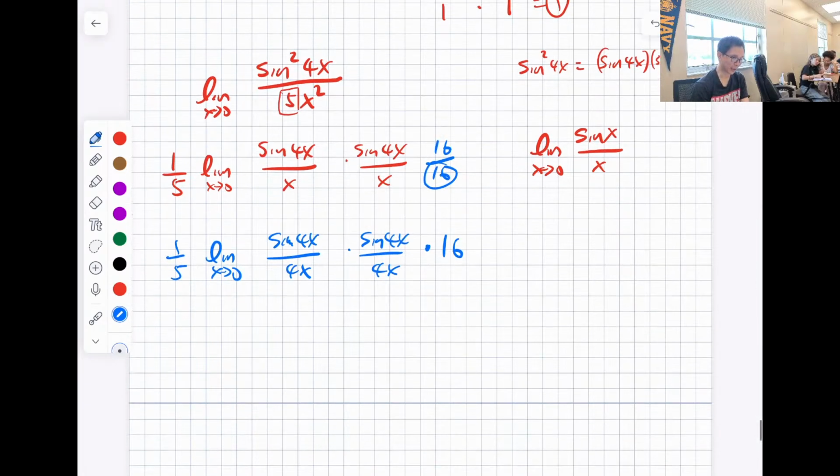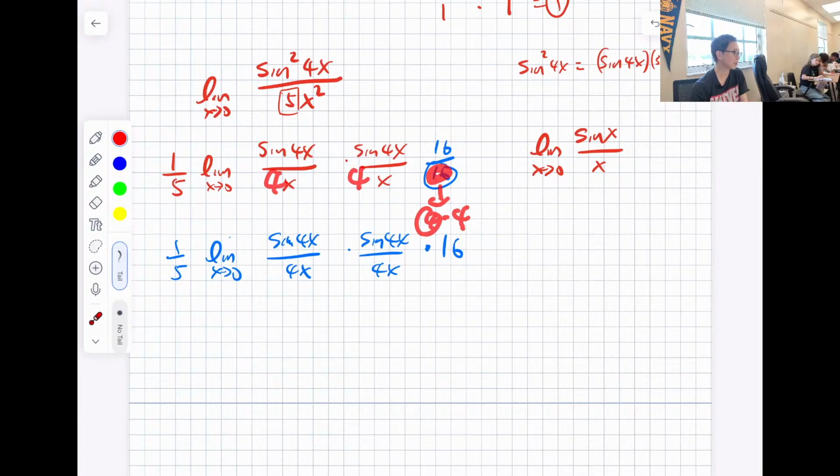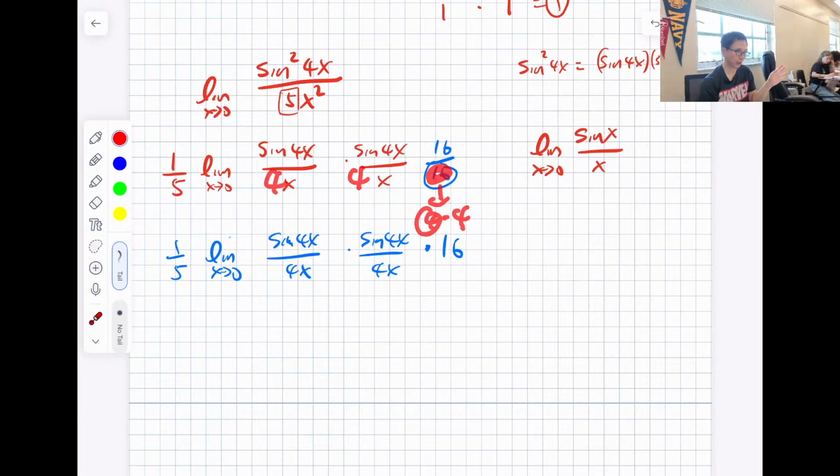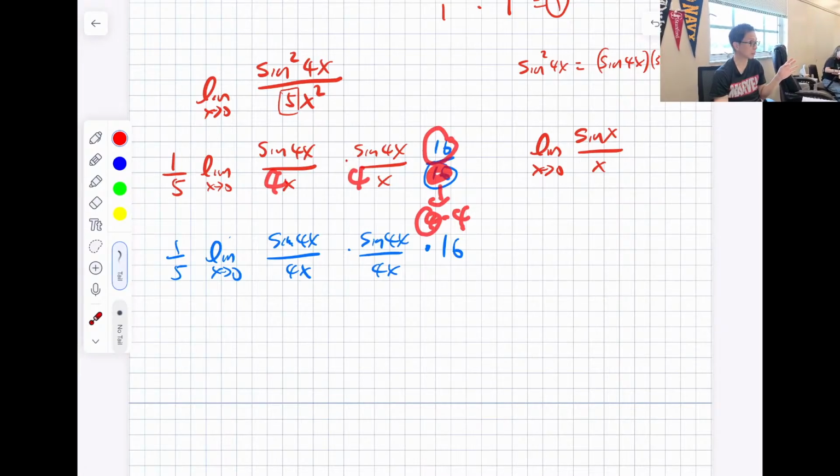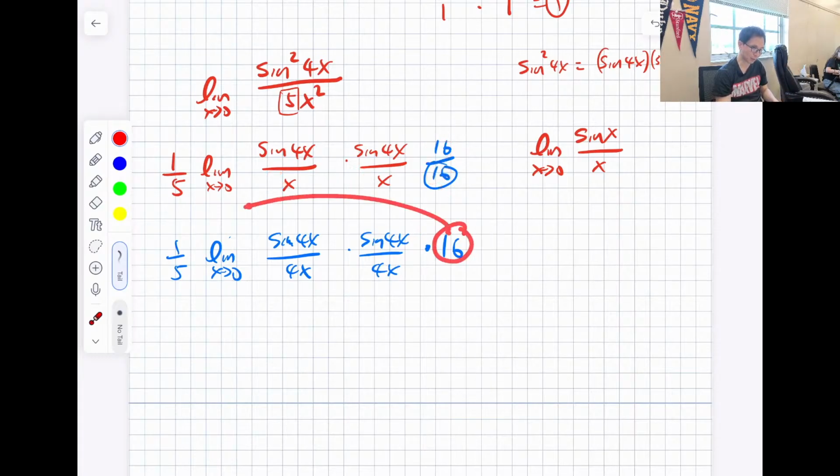And if that's the case, 16 is equal to 4 times 4. So can a 4 go to here? And can a 4 go to here? But this 16 is gone. Does that make sense? I just put it inside. But this 16 is still here though, because I don't want to change the fraction. So 16 can be moved outside. So now this 16 can move outside here.